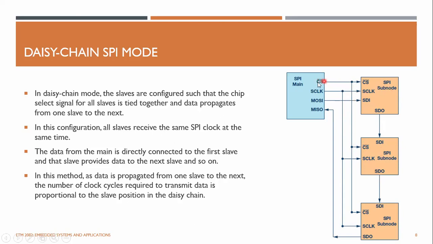When the application has fewer pins on the master, in that case you can compromise your speed and use this protocol, the daisy chain SPI mode, but that will be slightly more complicated compared to the regular SPI mode. Still, it's another type of SPI.